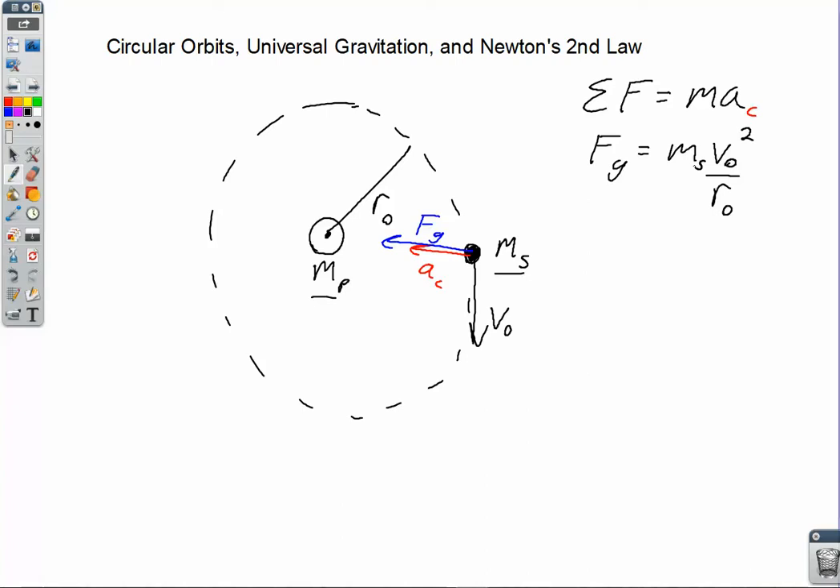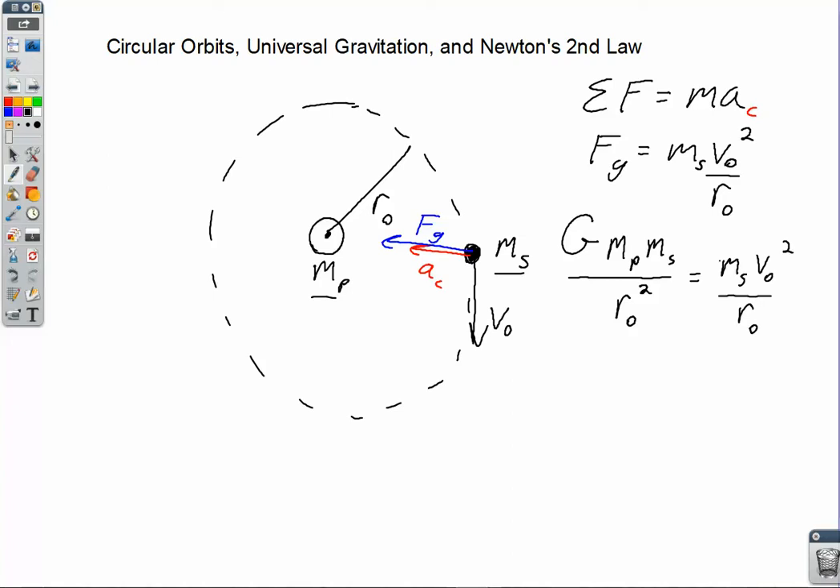So the force of gravity, let's see. Newton's law of universal gravitation tells us the force of gravity is big G, the gravitational constant, times the two masses. So the mass of the planet, mass of the satellite, divided by the distance between them, which in this case is the orbital radius, squared. Set that equal to what we have on the right-hand side. And we get some lovely cancellations that happen.